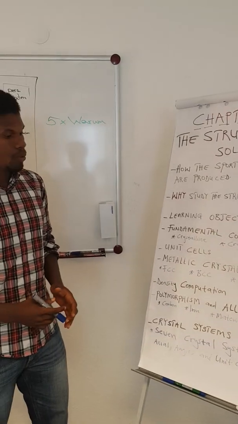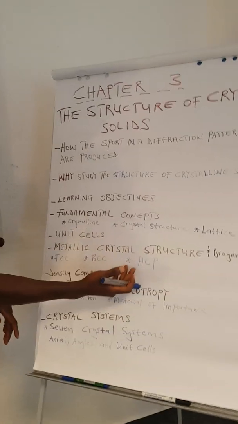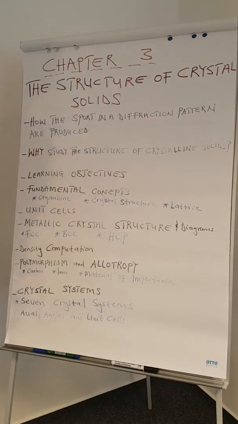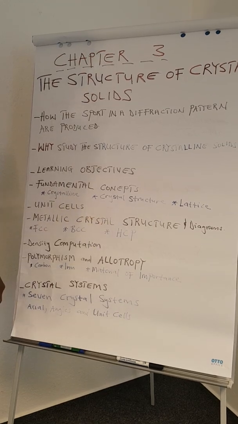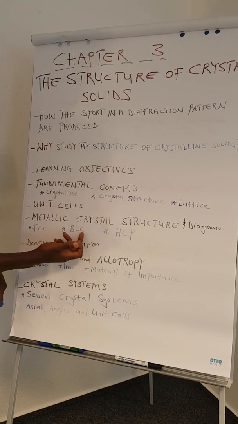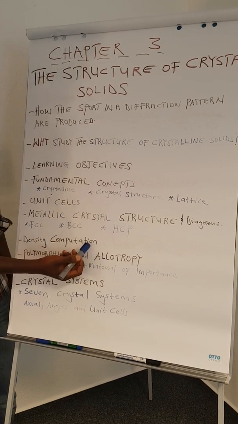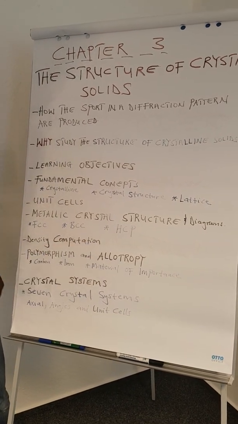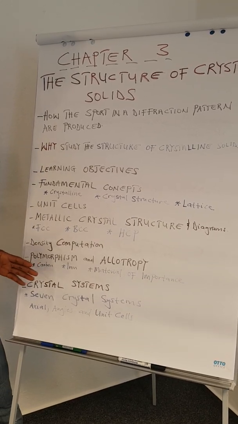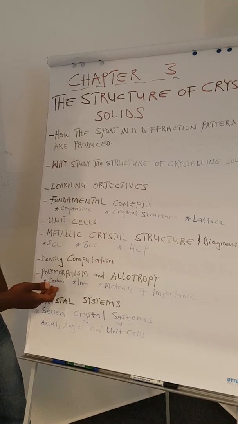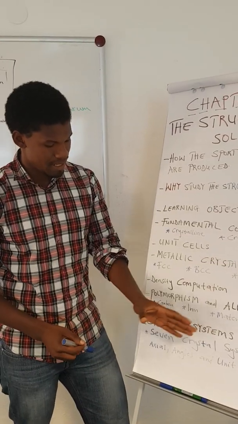After that, we're going to see the unit cells, and we're going to look at metallic crystal structures and diagrams like the FCC, the BCC, and the HCP, which is the face-centered cubic, body-centered cubic, and hexagonal close-packed. Then we're going to see the density computation, polymorphism and allotropy, with examples like carbon and iron, materials of importance, and crystal systems.